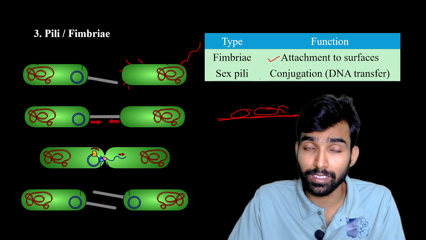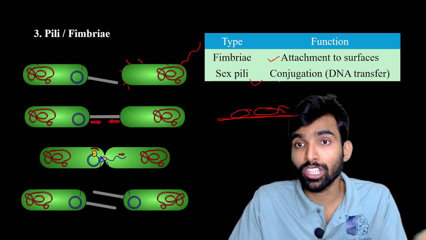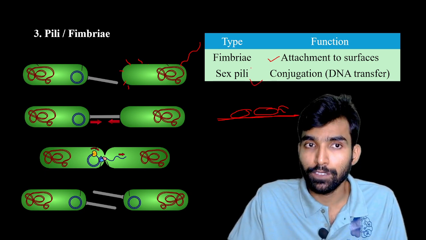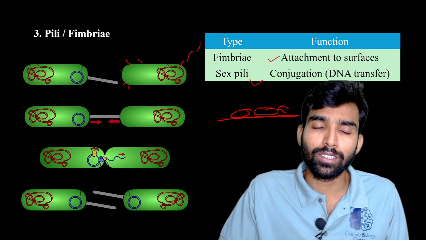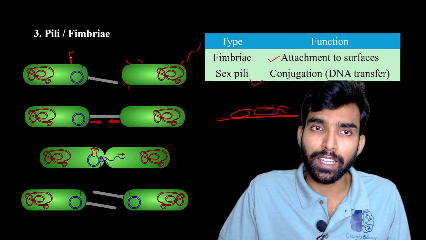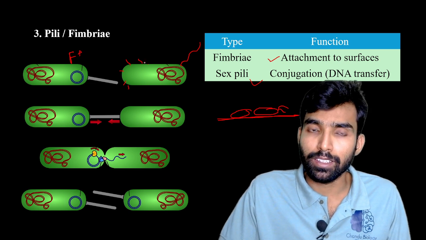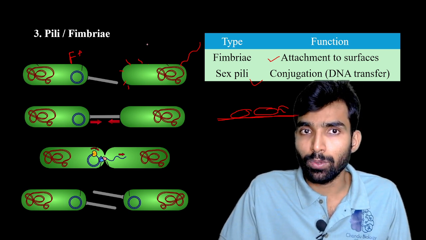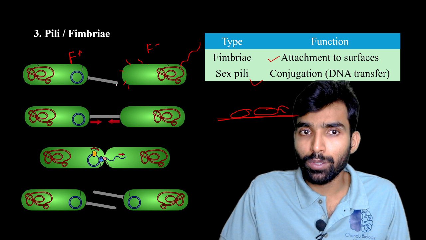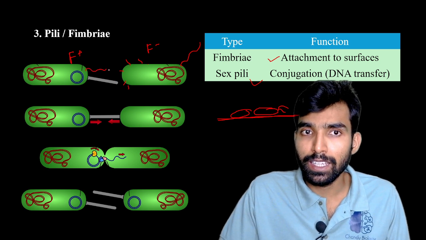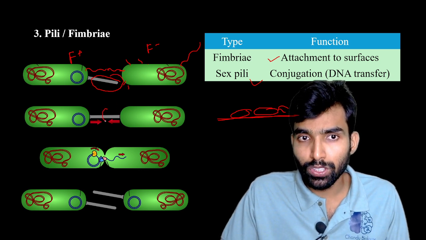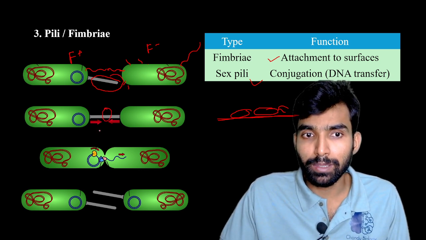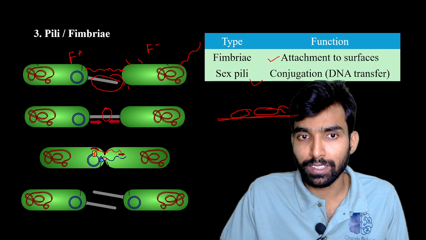And another thing is the sex pili, which help in conjugation for DNA transfer. If you see here, let's say this plasmid is here, so we can say A positive. This plasmid is not here, we can say A negative. So what will happen, it has pili, it has pili. These two pili are making one tube, a sex conjugation tube, right? And through this conjugation tube, the plasmid is transferring, right?